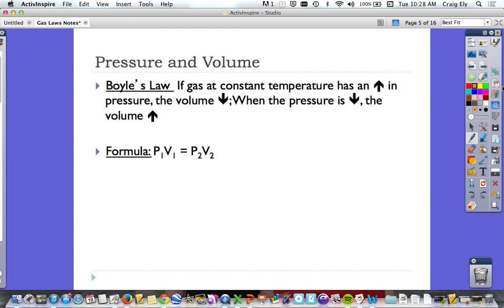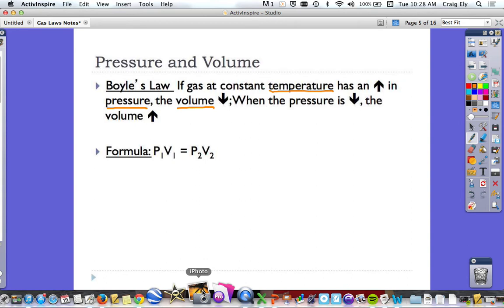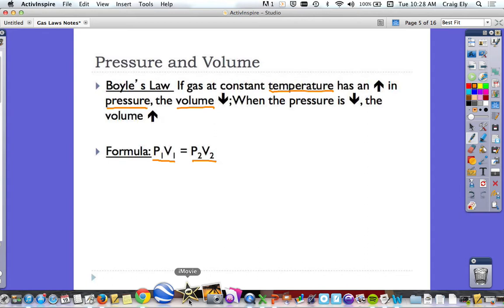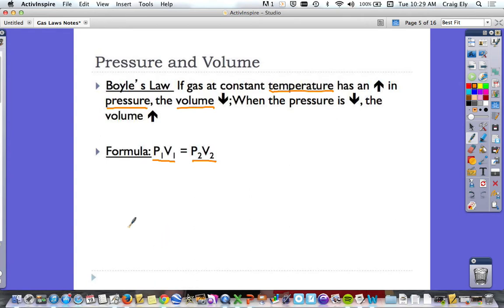Remember, we said that when we talk about gases, we have to consider pressure, volume, and temperature. We've got temperature, pressure, and volume. But because temperature is constant, we don't have to worry about it because it's not going to change. In our formula, we've got P1V1 equals P2V2. Notice that there's no temperature in the formula. That's because the temperature is constant. P1 is our original pressure. V1 is our original volume.